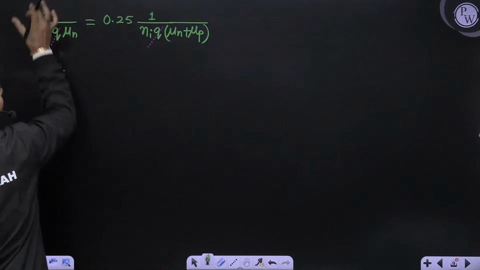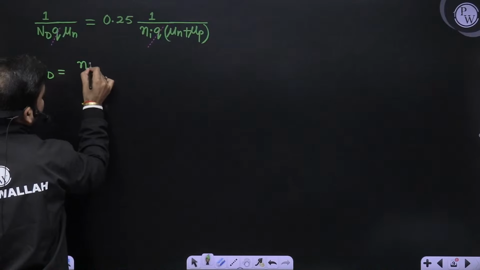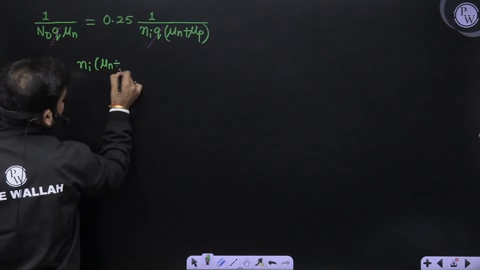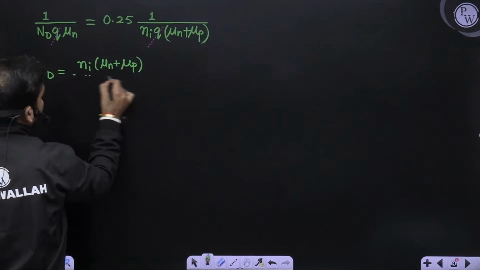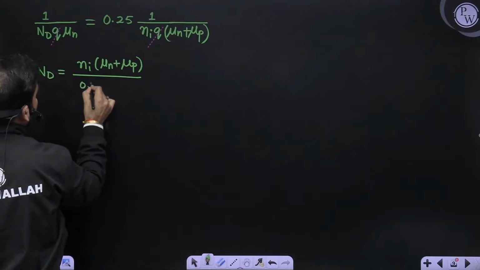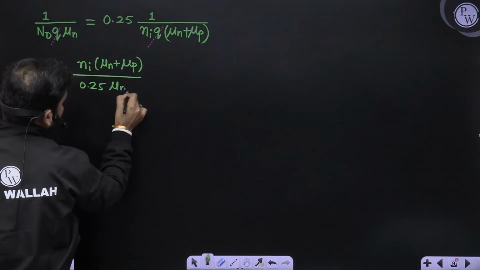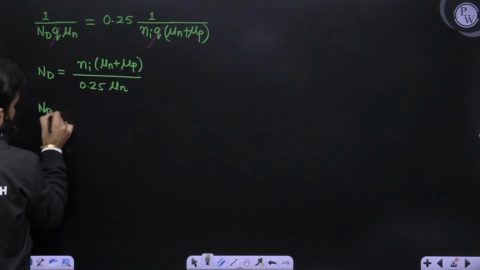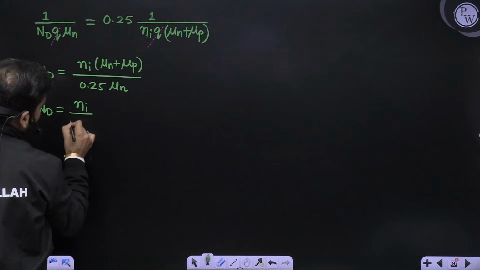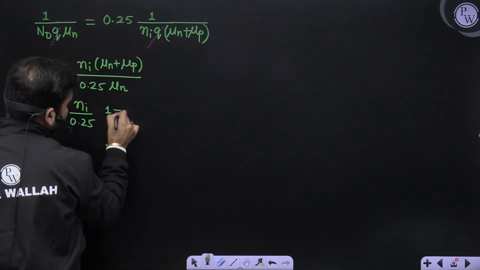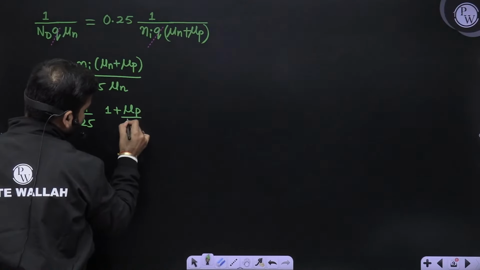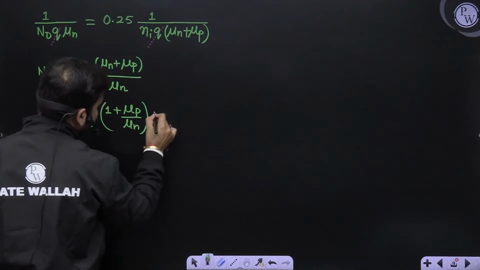This is the side I am taking. So this is Ni bracket μN plus μP, Ni(μN + μP) on this side, divided by 0.25 multiplied by μN. Now what you can do is write this as Ni upon 0.25, divided by μN. So it is 1 plus μP divided by μN. Now put all the values and use the calculator.